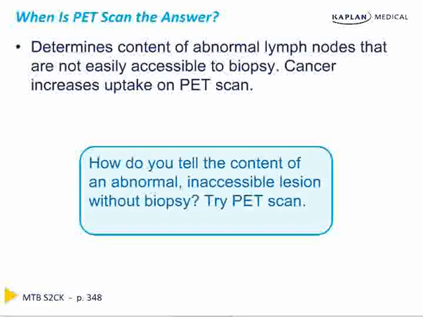So when is PET scan the right answer? PET scan is the right answer on the USMLE Step 2 if you have an enlarged or abnormal-looking lymph node or other mass that's somewhere in the body where you cannot easily obtain a biopsy. You can also use PET scan to follow or look for recurrence in a cancer you've already proven with biopsy.